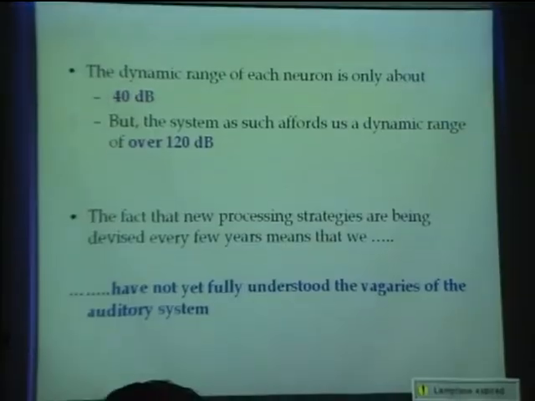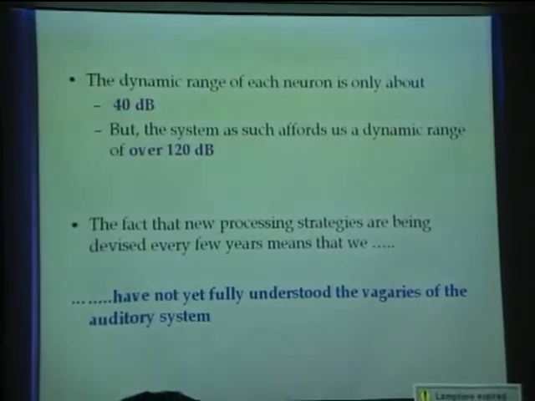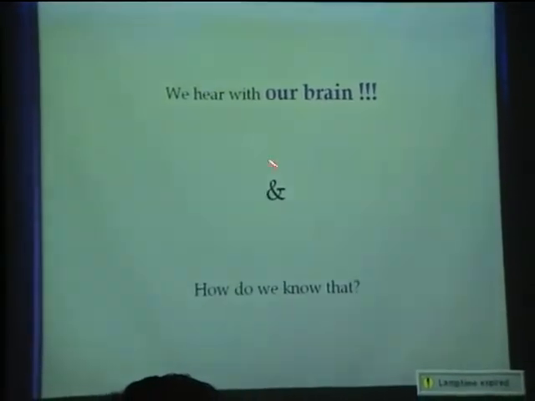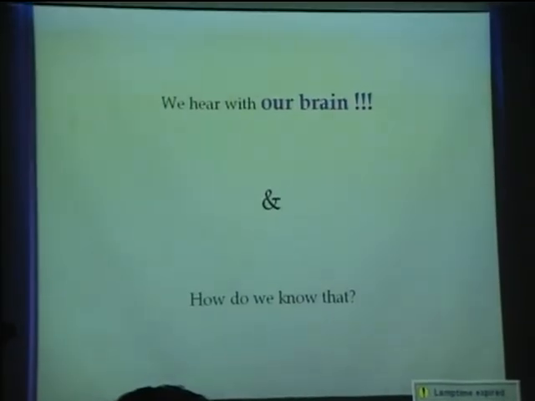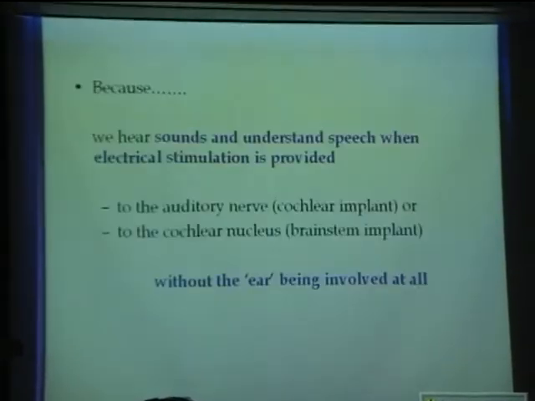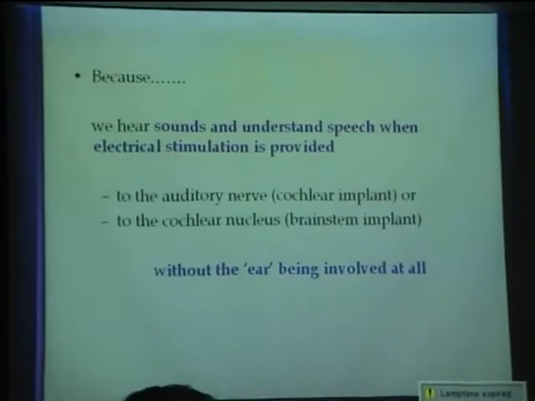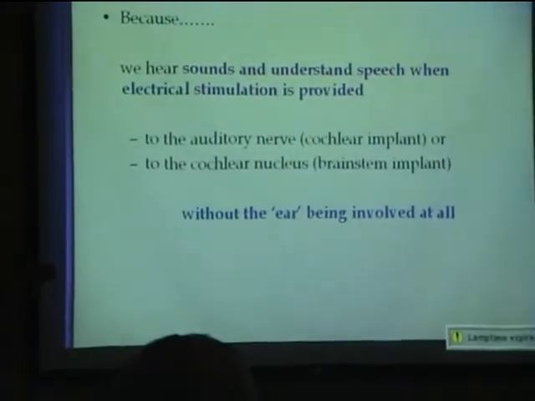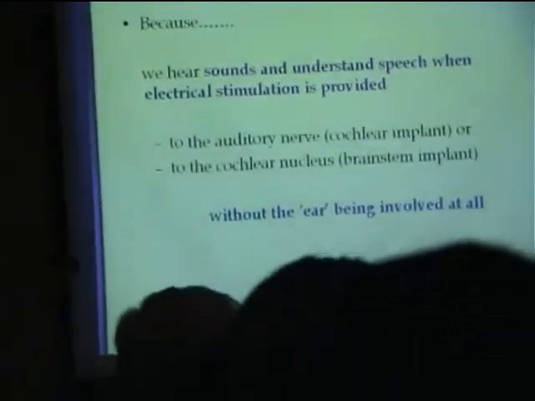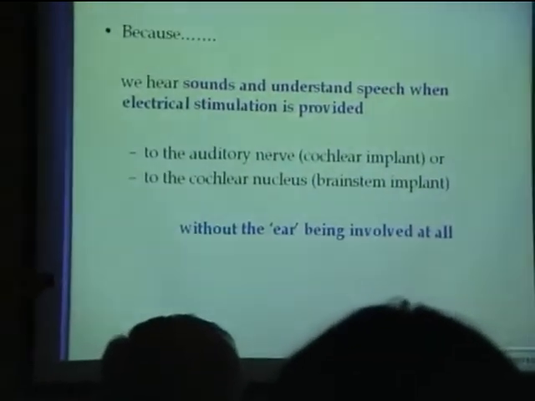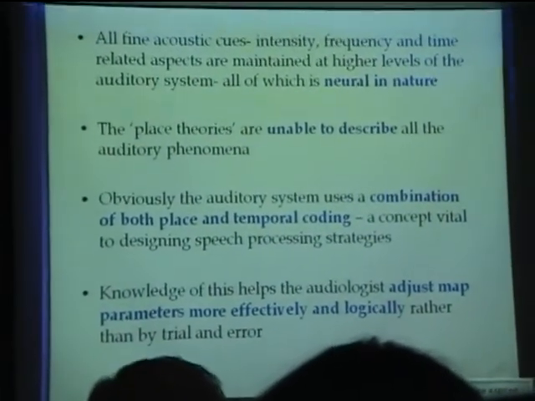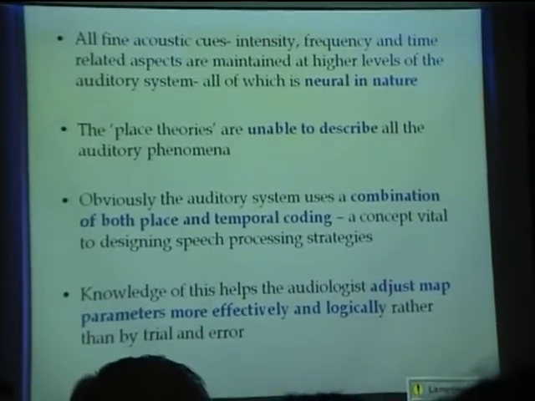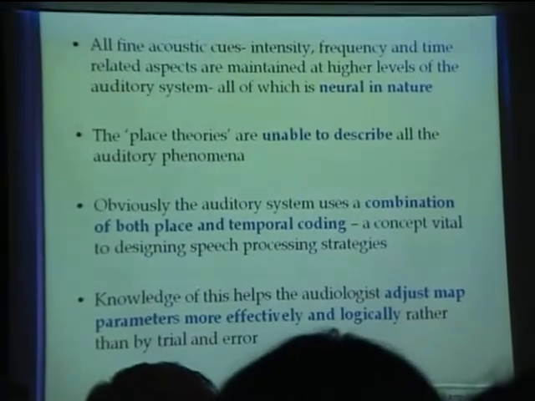Now, the fact that we keep coming up with new processing strategies shows that we don't really yet understand the auditory physiology completely. Now, another thing which I think many of us who attended Dr. Hall's lecture last week heard, we hear with our brain. And how do we know that? Because we hear sounds and understand speech when electrical stimulation is provided either to the auditory nerve through a cochlear implant or to the cochlear nucleus, where the traditional hearing structures or ear is not involved at all. So all fine acoustic cues such as intensity, frequency, time, all have to be maintained at higher levels of the auditory system, most of which is neural.